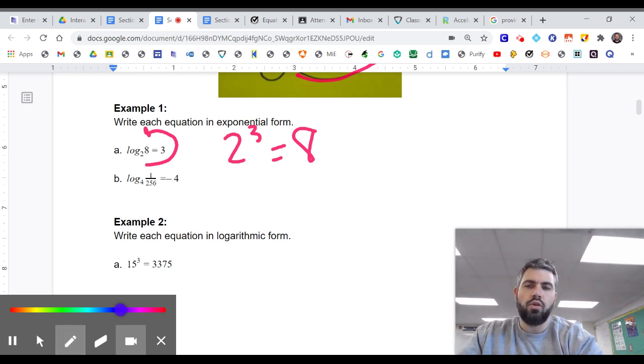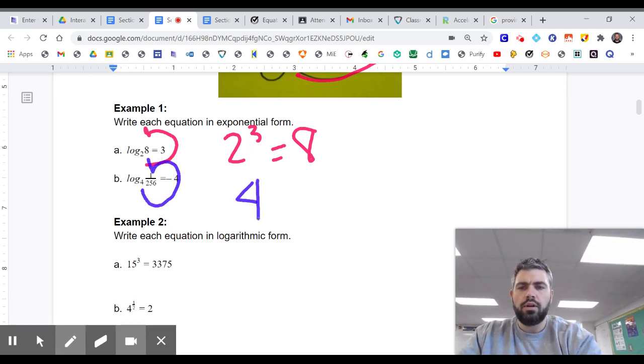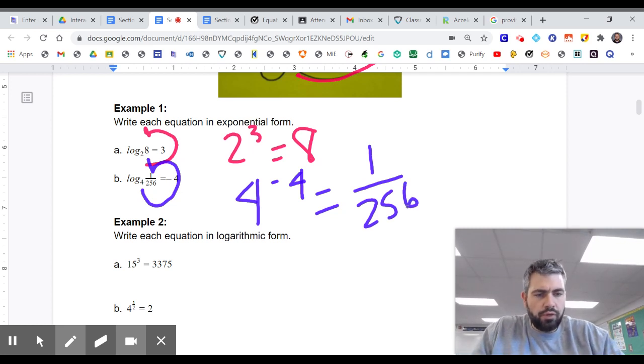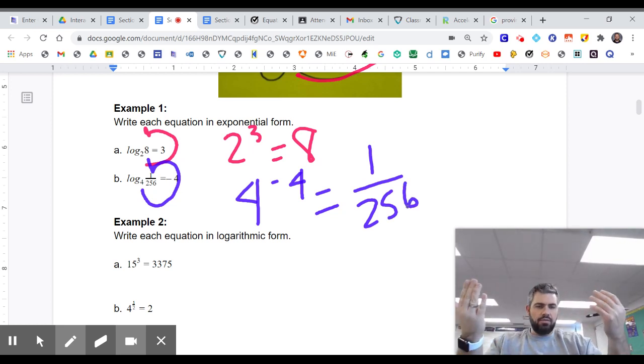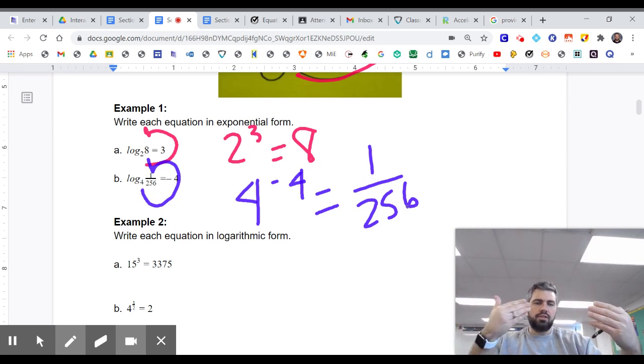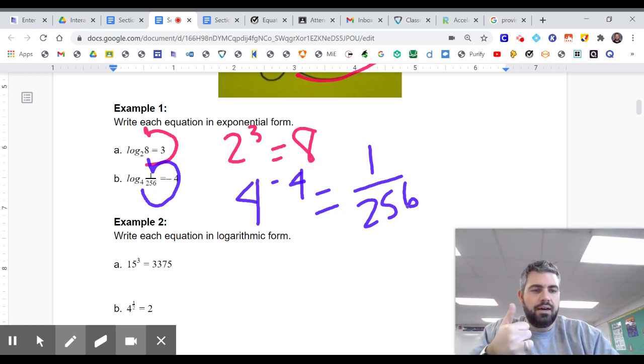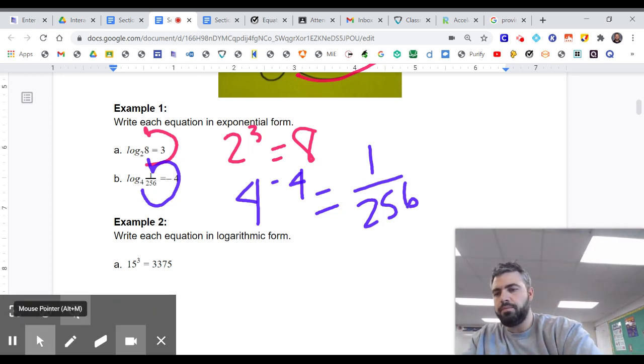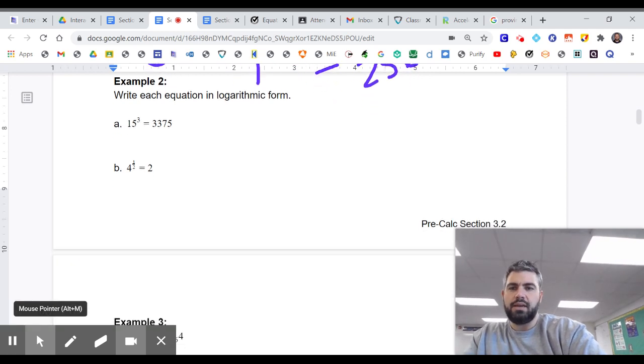Okay, let's try another one. Log base 4 of 1 over 256 equals negative 4. So what that says is 4 to the negative 4 power is equal to 1 over 256. We know from exponents that negative exponents give us a fraction, like 4 to the 4 but 1 over it. We can check this on a calculator if we want, but really they're just asking us to write it in exponential form. All right, so let's look at example 2.